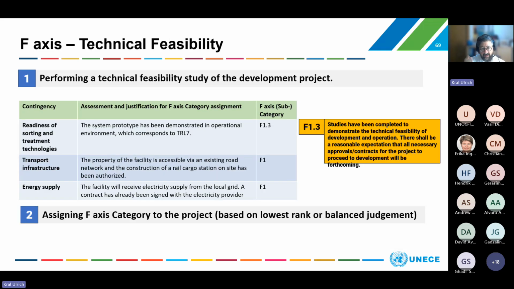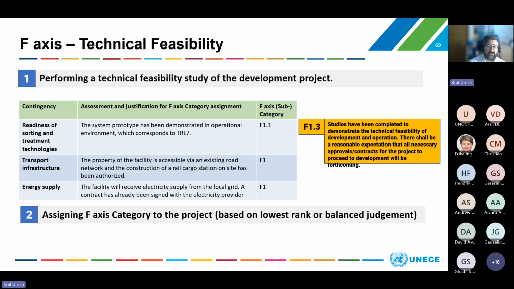The next criteria is the technical feasibility criteria. It works in the same way. It follows the same logic. One of these aspects, for instance, is the readiness of the sorting and the treatment technology. In this case, for our hypothetical example here, you know that the system prototype has been demonstrated in an operational environment. It corresponds to the TRL level 7. And then you see in the guidance document that has been provided by DG GROW and UNECE that this refers to the class or category F1.3, right?